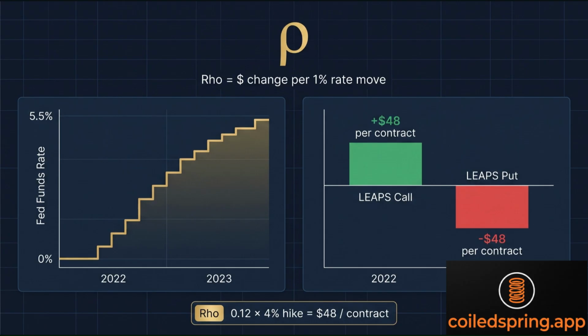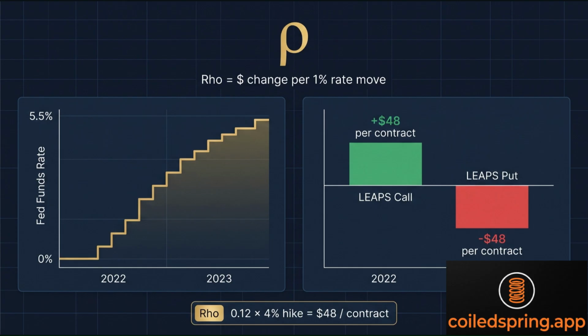$48 per contract from interest rates alone. If you held 10 contracts, that's $480 of P&L that had nothing to do with the stock price moving. Invisible day to day, but very real when you add it up over a full rate cycle. And for leaps puts held during the same period, the effect was reversed.